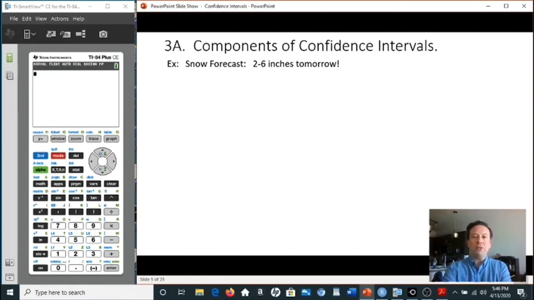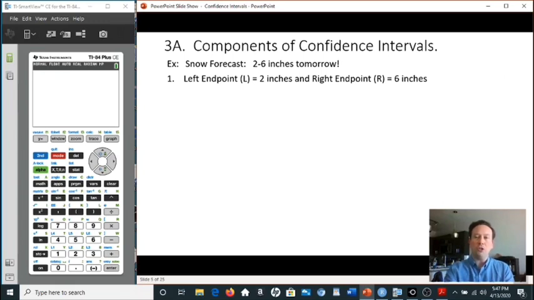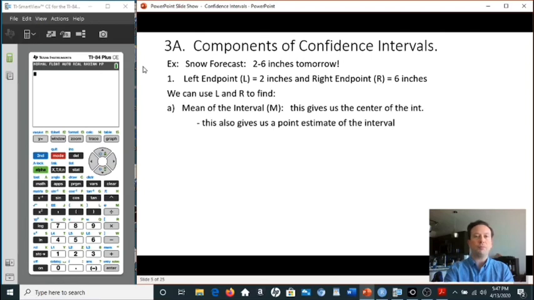Okay, so what are the components of confidence intervals? There are some hidden numbers that you don't see in the interval itself. When the forecaster tells you there's going to be 2 to 6 inches of snow tomorrow, there's some other information that goes into that you don't see. All you see is 2 and 6 inches of snow. First off, the lower number, the 2, we call that our left endpoint or our lower boundary. So that's the 2 inches. And then the second number, the 6 inches, is the right or upper boundary. We're going to call those L and R for the interval.